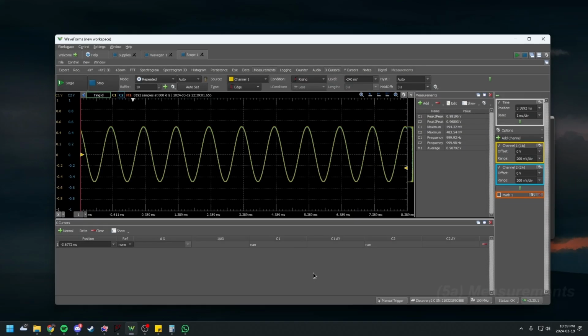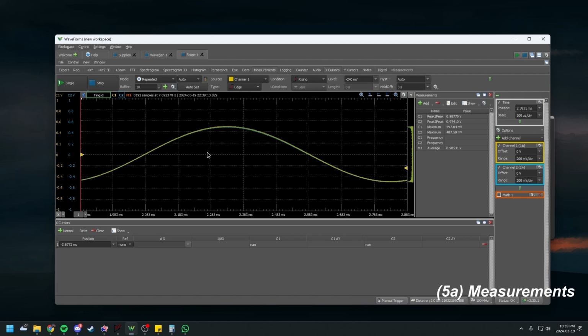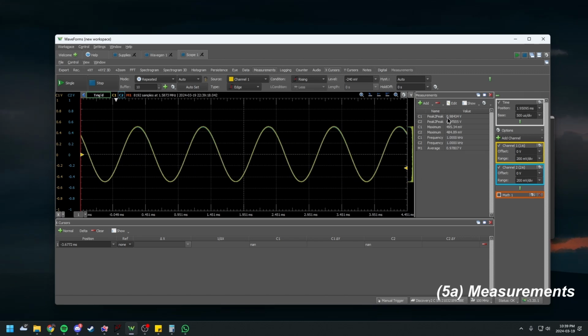Yeah, so this is the output of the physical circuit, where we have C1 in yellow as our input voltage and C2 as our output voltage. As you can see, these waveforms are relatively the same, and taking some measurements, we can see that their peak-to-peak values are the same, their maximums are relatively the same, and their frequencies are the same.